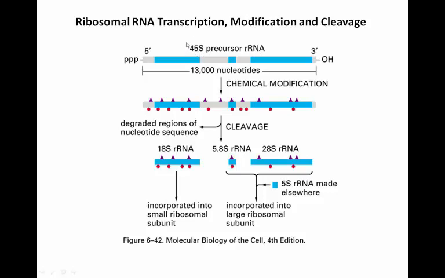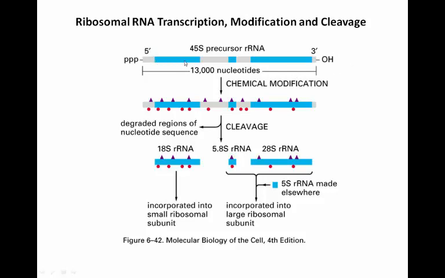The S of 45S has to do with how big the particles are. The bigger this number, 45 is bigger than 30, 60 is bigger than 45, and it has to do with how fast they move when you centrifuge them. So the bigger they are, the faster they move, the bigger this number is. So S stands for something called Svedbergs. So we have 13,000 nucleotides in this primary transcript.